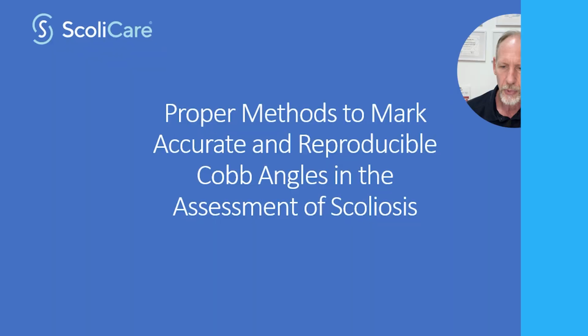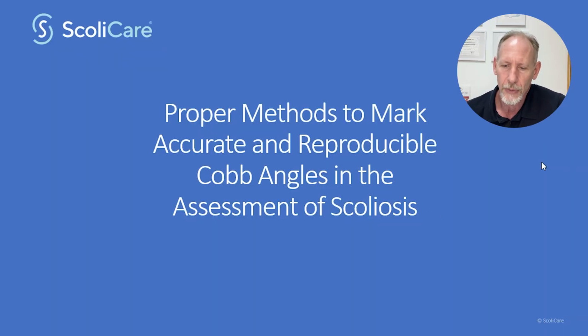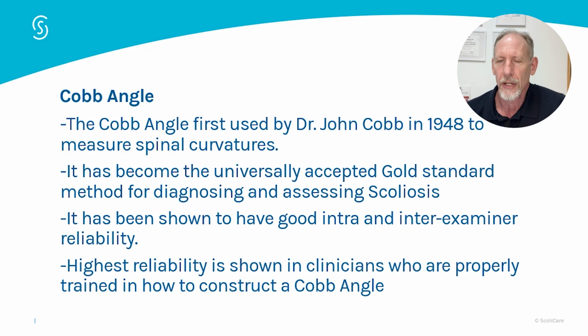So the title of our presentation today is Proper Methods to Mark Accurate and Reproducible Cobb Angles in the Assessment of Scoliosis. So a little background on the Cobb angle. It was first used by Dr. John Cobb. He developed it in 1948 to assess spinal curvatures, both scoliosis and hyperkyphosis. It has become the universally accepted gold standard method for diagnosis and assessing scoliosis and hyperkyphosis.